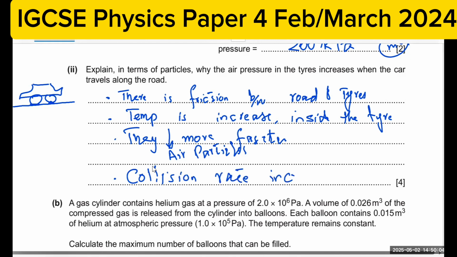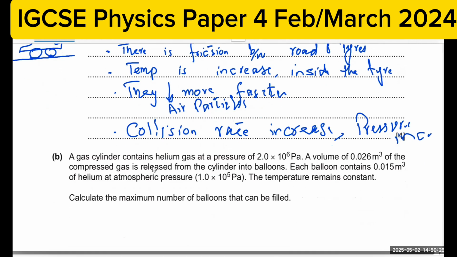In many questions, they ask the same question, different situation. So you can write these 4 points. If the question is what is the effect of the temperature on the air particles, you can write these 4 points. Collision rate increases, so it means the pressure increases. You don't need to write this pressure increase, obviously, since they have given that the pressure is increased.